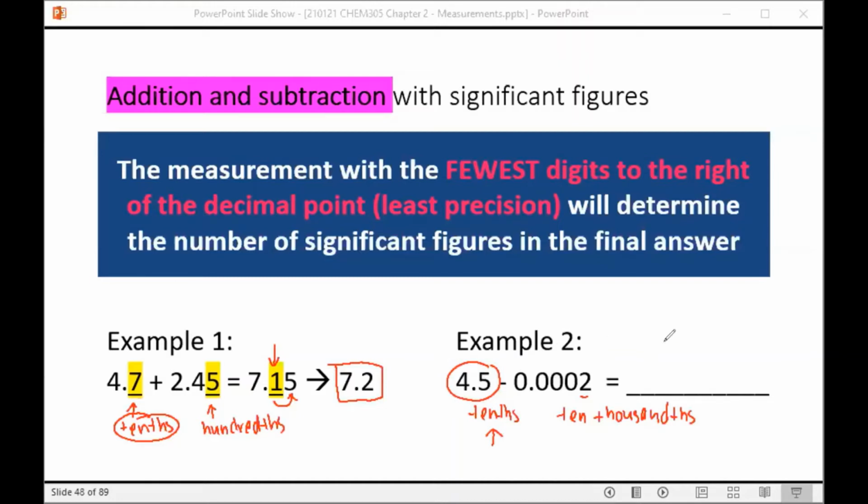0.0002 on your calculator, you get 4.4998, but we have to round this to the tenths place. So this 4 here in the tenths place is our last sig fig. We look to the right and it's a 9, so we have to round this to 4.5, which means the number didn't essentially change.